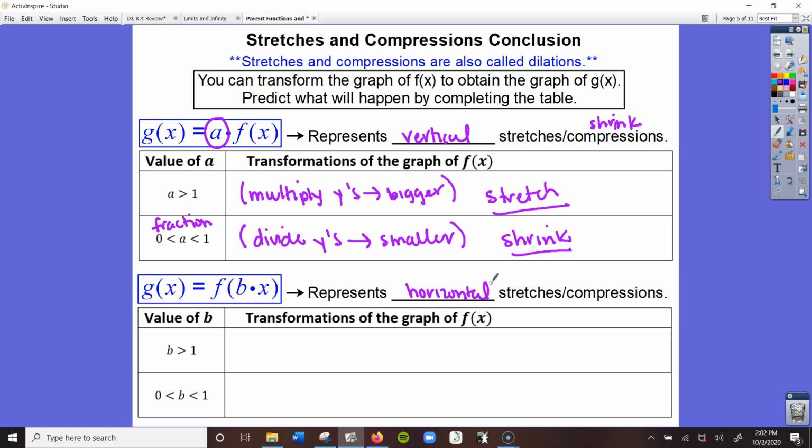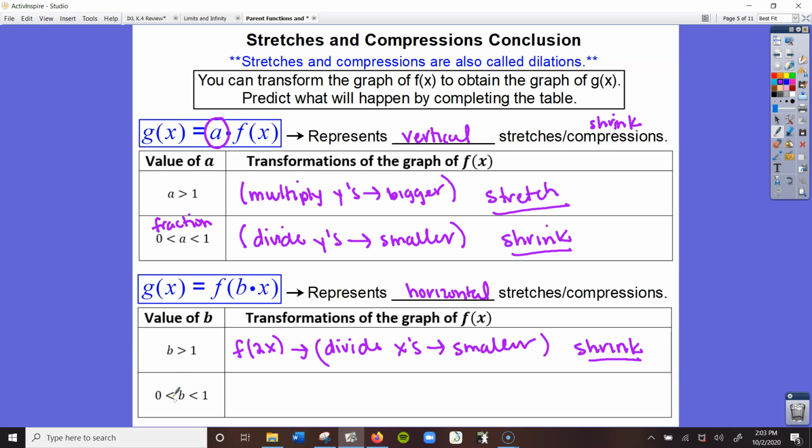Again, just to reiterate, right? If you have a number on the outside, it affects your y's, which is why it's vertical. If you have a number on the inside, it affects your x's, which is horizontal. If that is a number larger than 1, so in the example of f of 2x, instead of multiplying by 2, you would actually divide the x's by 2. And when you divide, those numbers get smaller. So this is an example of a shrink.